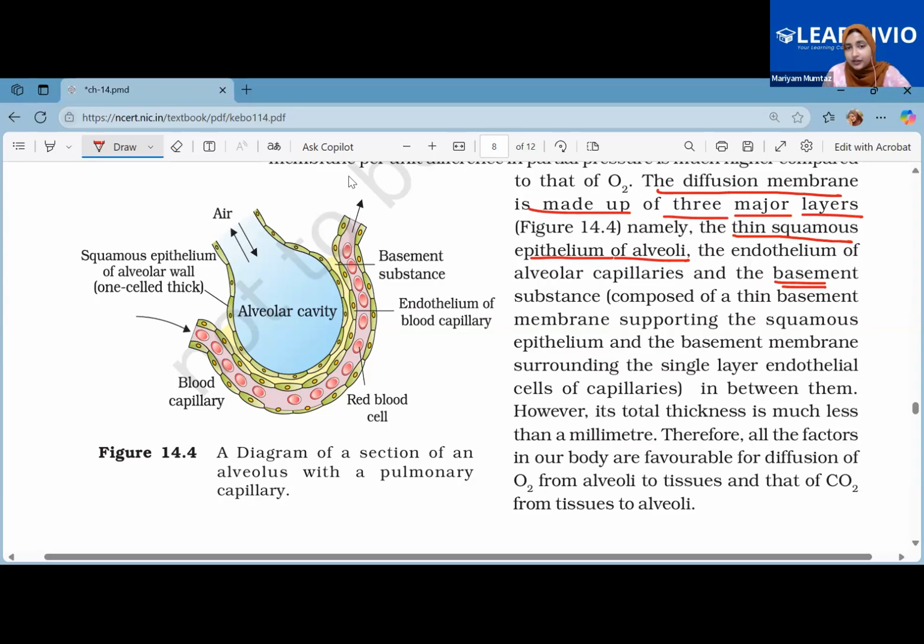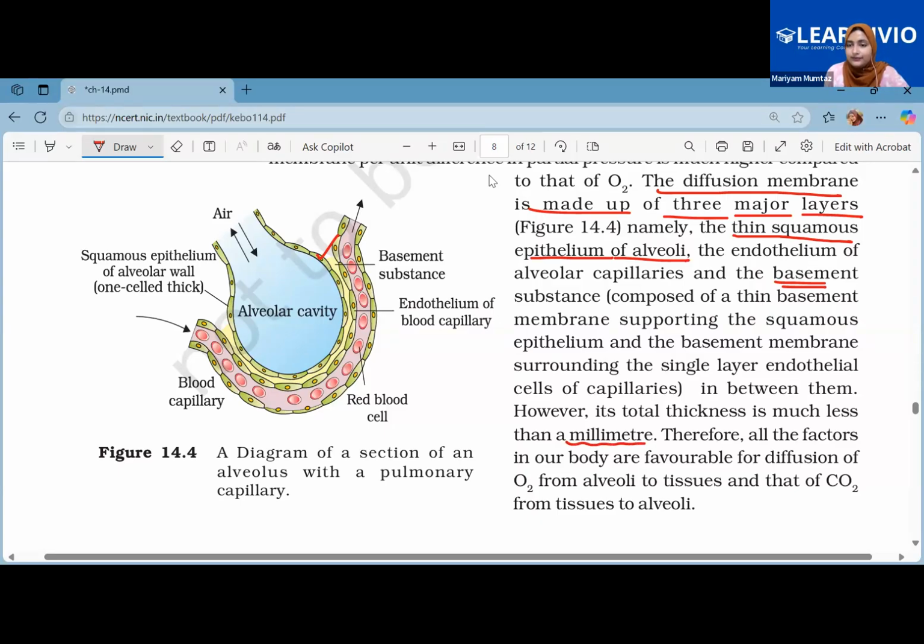This yellow portion of the drawing that you see, that is your basement membrane. And it's very, very thin. If you take the epithelium of alveoli, the basement membrane and the endothelium together, the thickness would be many, many times less than a millimeter.